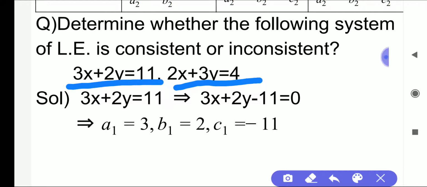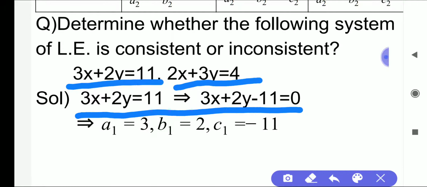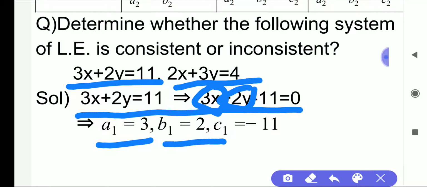So, it is represented as 3x plus 2y minus 11 is equal to 0. When we compare it with a1x plus b1y plus c1 is equal to 0, a1 is the coefficient of x, that is 3, and b1, the coefficient of y, is 2, and c1 is the constant term, that is minus 11.